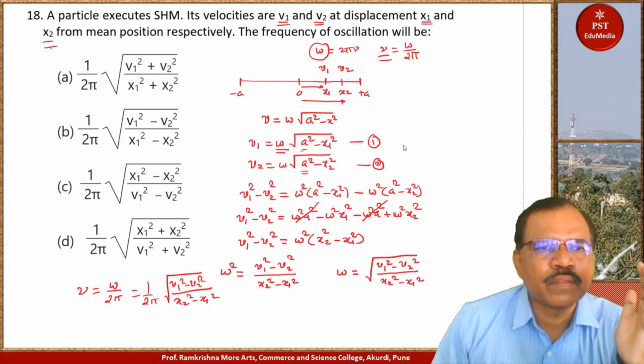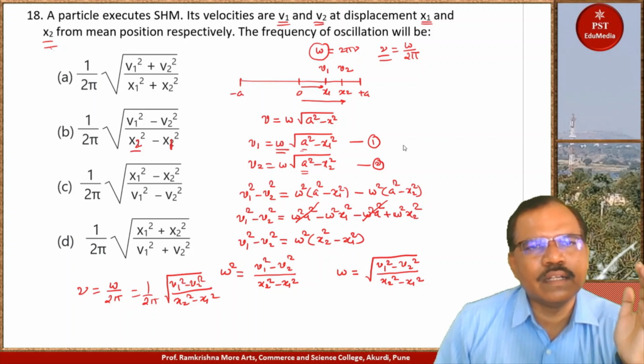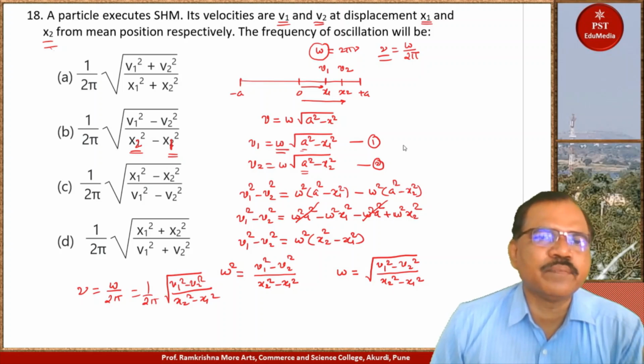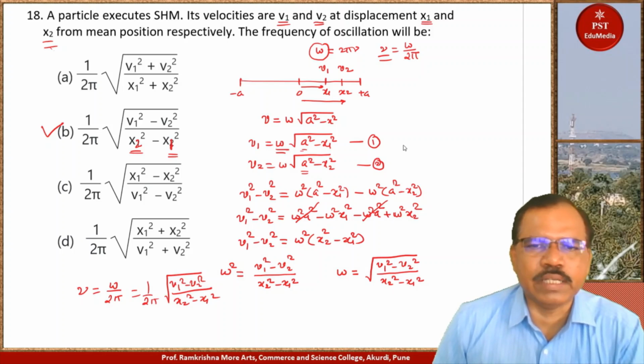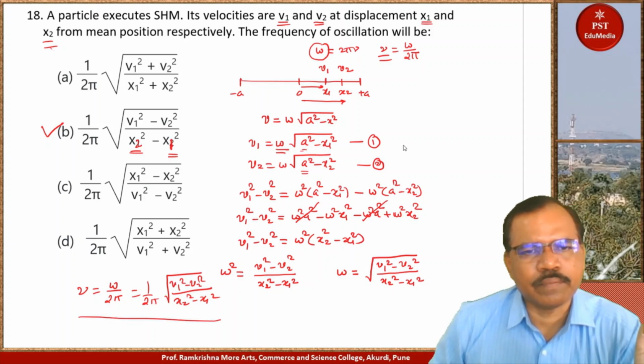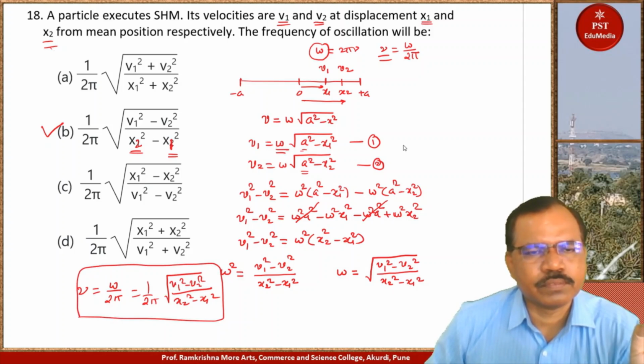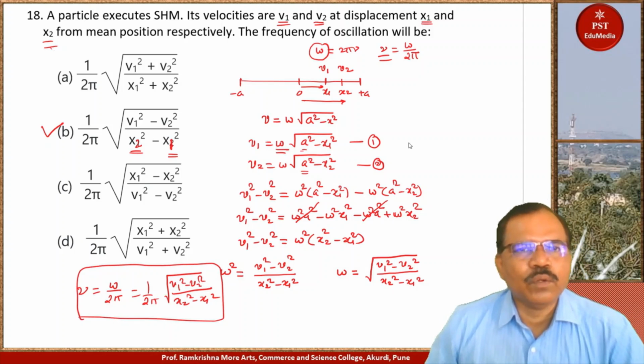So see here. Actually here it must be x2 minus x1. So this there is typing mistake. So this second one is correct. V1 square minus V2 square upon x2 square minus x1 square, square root of that multiplied by 1 upon 2 pi. Now we'll go to next one.